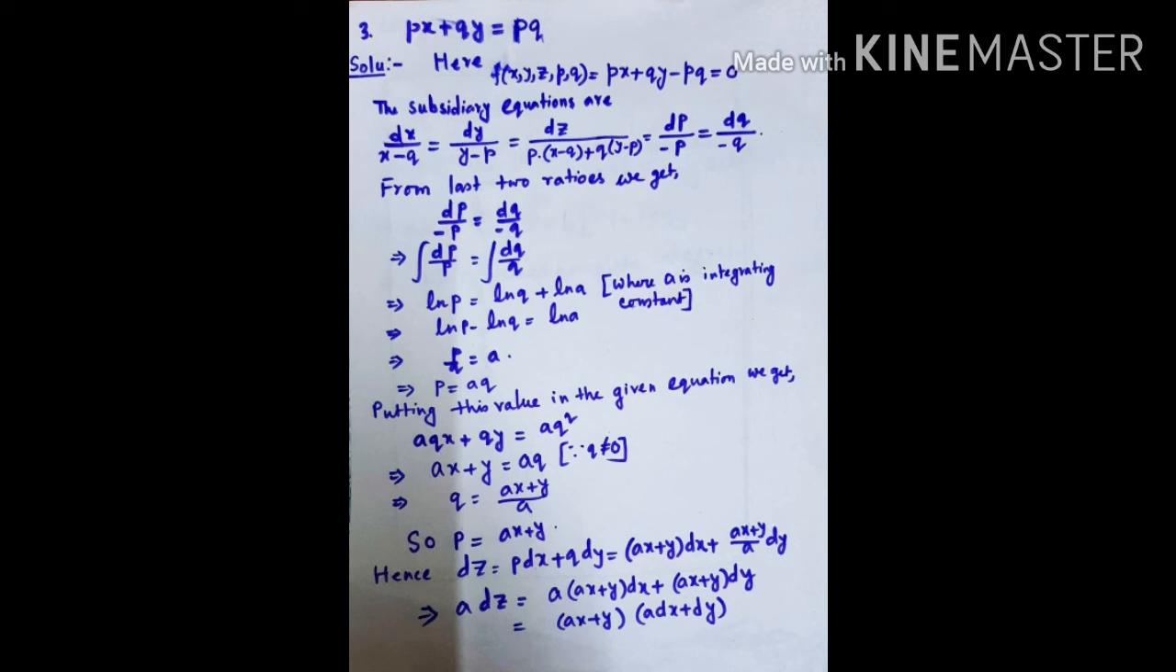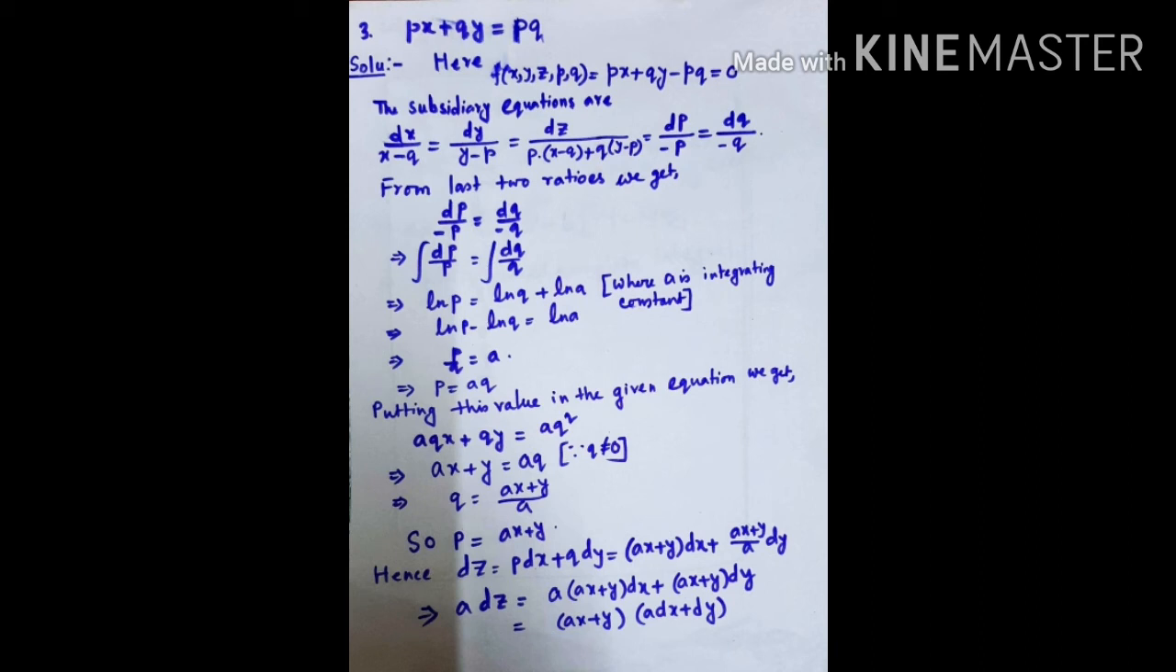that means p into (x minus q) plus q into (y minus p), is equal to dp by minus of (del f by del x plus p into del f by del z), that means here dp by minus p, is equal to dq by minus of (del f by del y plus q into del f by del z), that means here dq by minus q. So from the last two equations we get dp by minus p is equal to dq by minus q. Cancelling minus, we get dp by p is equal to dq by q. Integrating, we get ln p is equal to ln q plus ln a, where a is an integrating constant.